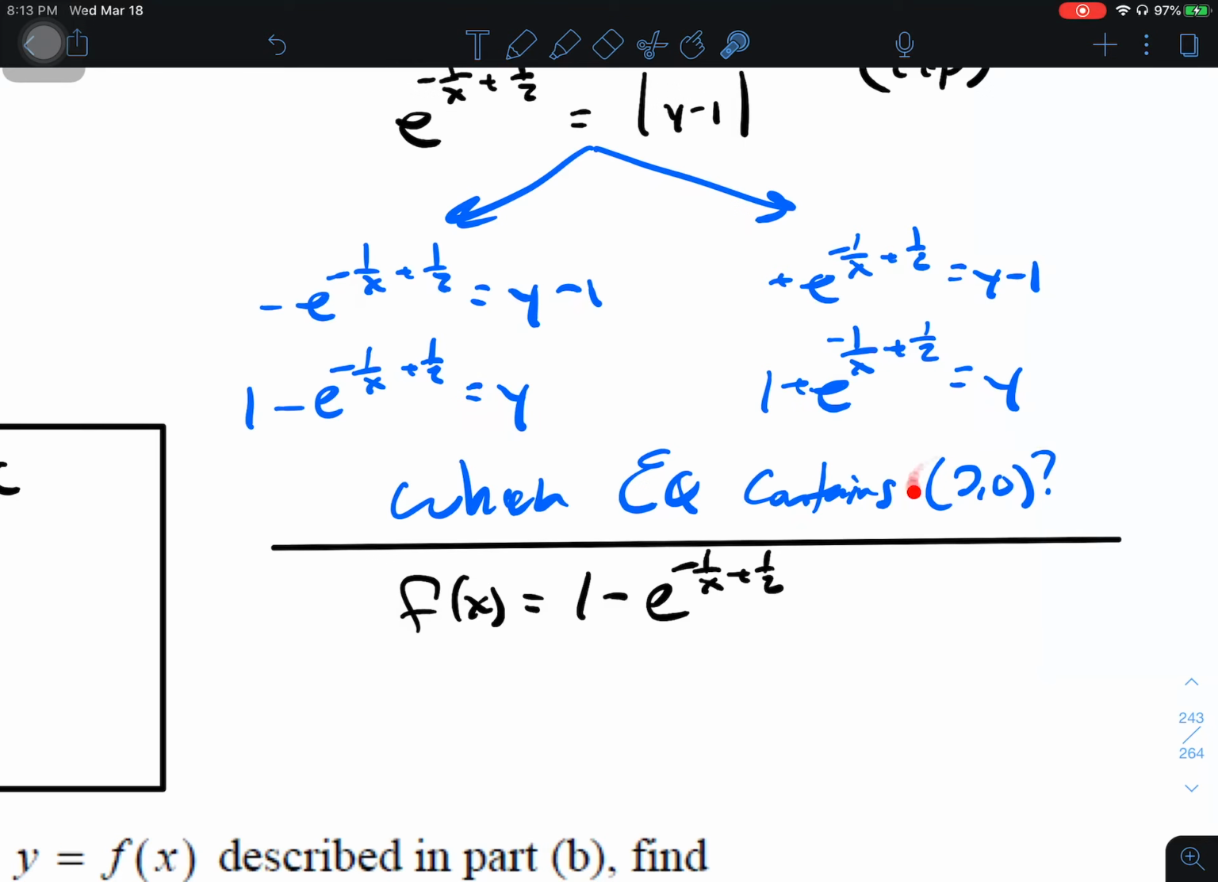So whichever equation can contain this ordered pair. If we put a 2 in for this and a 0 in here for y, we're going to get 0 for an exponent. E to the 0 is 1. 1 plus 1 is 2. We would get 2 equals 0. 2 does not equal 0. So this is the correct answer.